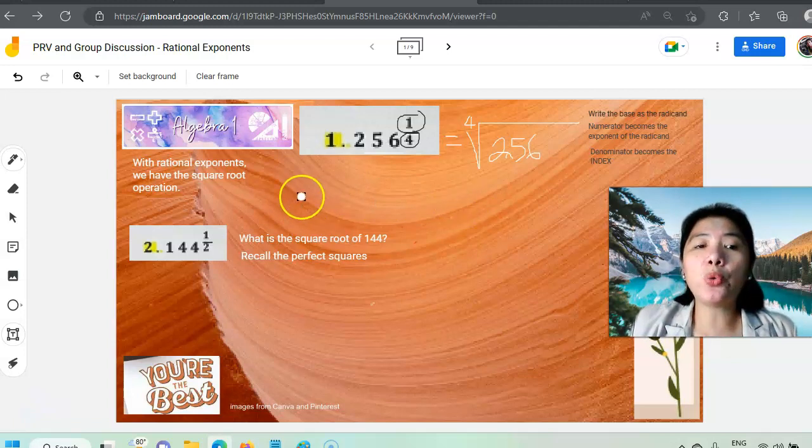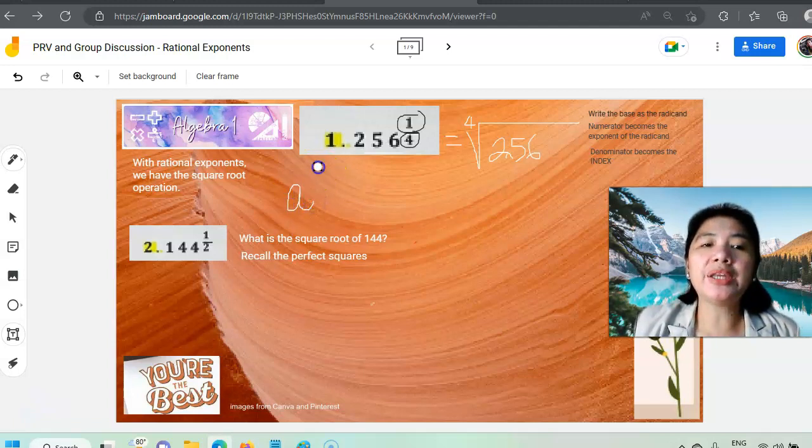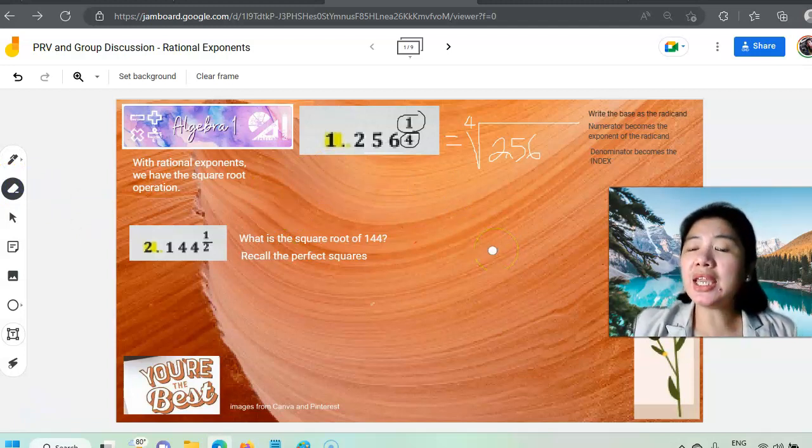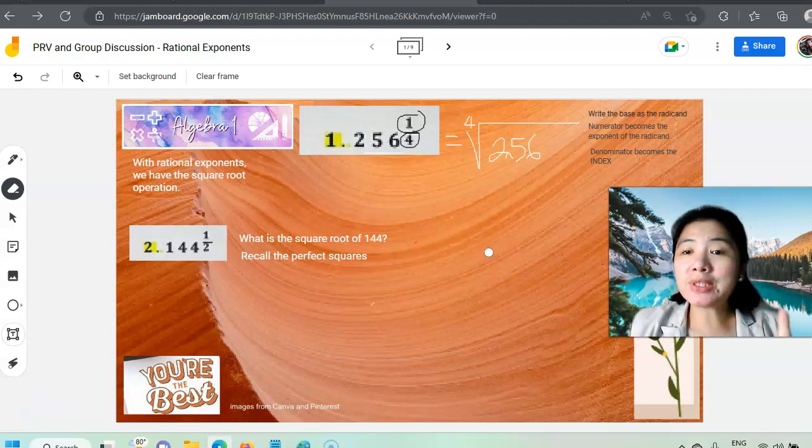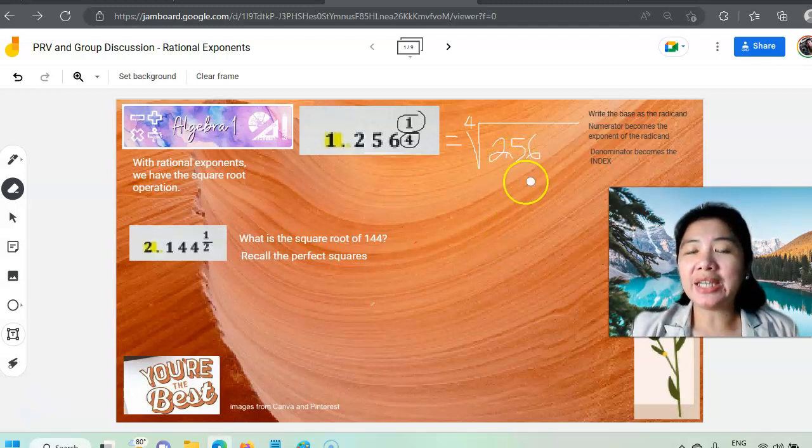So what do we mean by fourth root? We are going to identify a base that when raised to 4 will be equal to 256. Basically, when we have a fourth root operation, we are thinking of a number multiplied by itself 4 times that will equal the radicand, 256. So what number is that?